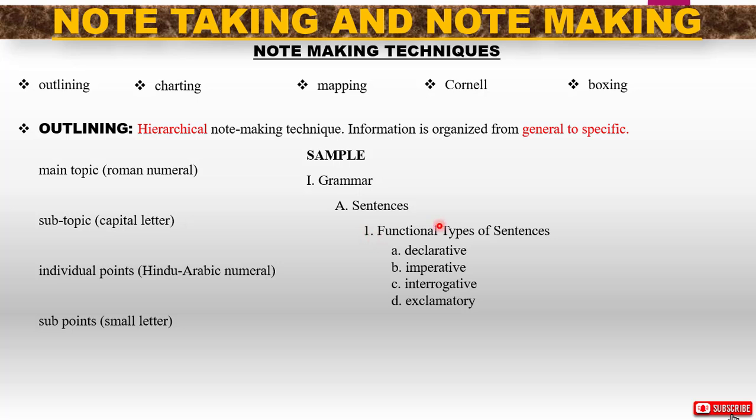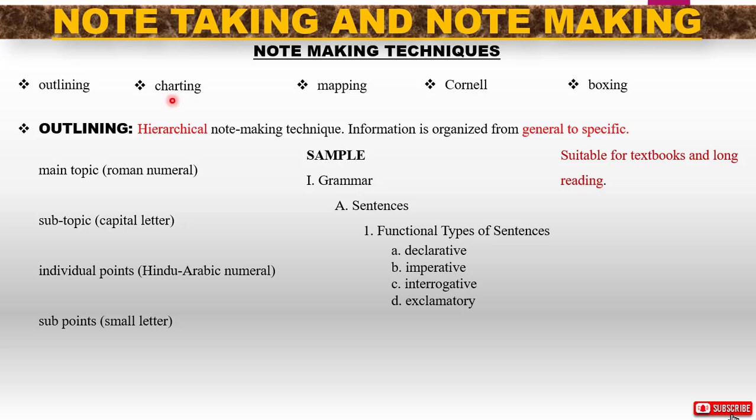So here we are treating functional types of sentences. What are the functional types of sentences? That will be our subpoints, and you write them with small letters. This is what we mean by outlining. It is arranged in the form of a hierarchy from general to specific. When do we use this particular note-making technique? It is suitable after reading from textbooks and when you are done with a very long reading.